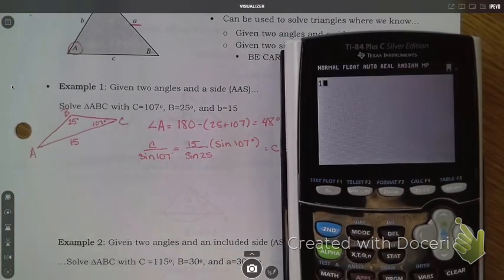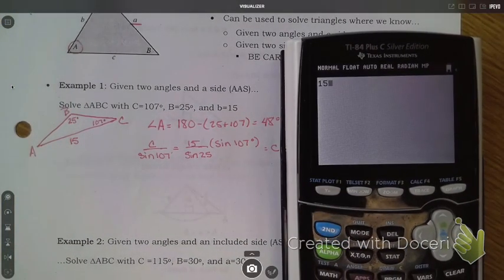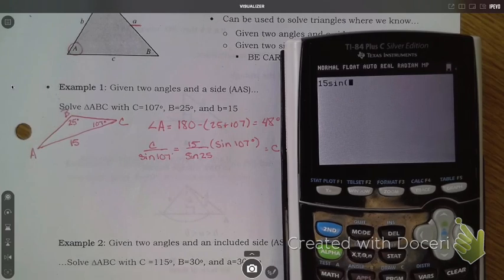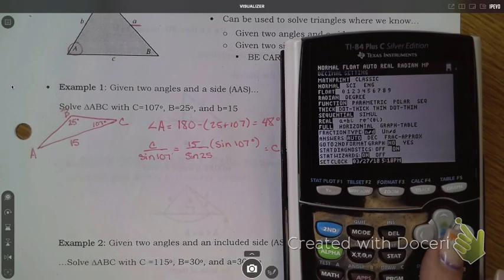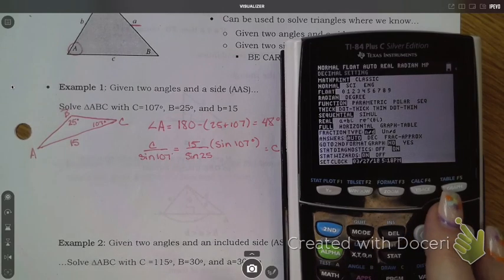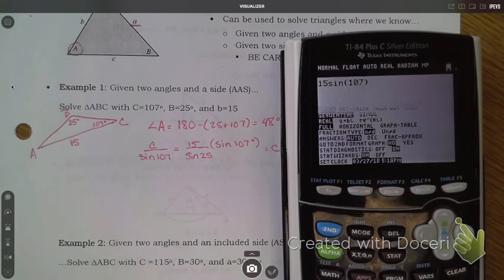So I have 15 sine of 107. Do you need to be in degrees or radians? Which one do we need to be in? Degrees. How do you know? Because there's degrees in the problem. How do I change that? Mode. And then I go down. I'm going to leave mine. You guys change yours. I'm going to leave mine because I'm going to show you.